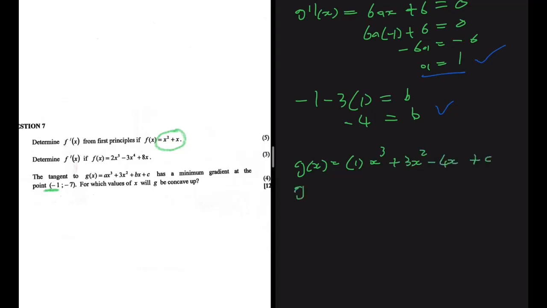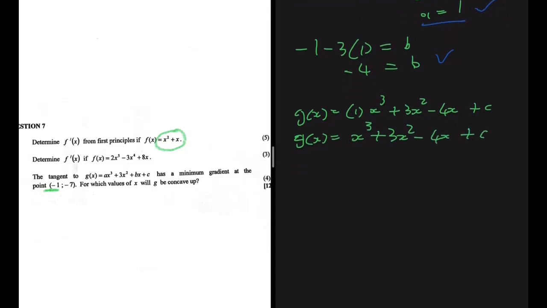So now we have g of x equals x cubed plus 3x squared minus 4x plus c, right? So now we have this equation here. The only unknown variable we have is c, but c doesn't really matter. It won't affect us much, because to find the x value at the point of inflection, we have to derive twice, and when we derive twice, c is going to fall away, right?